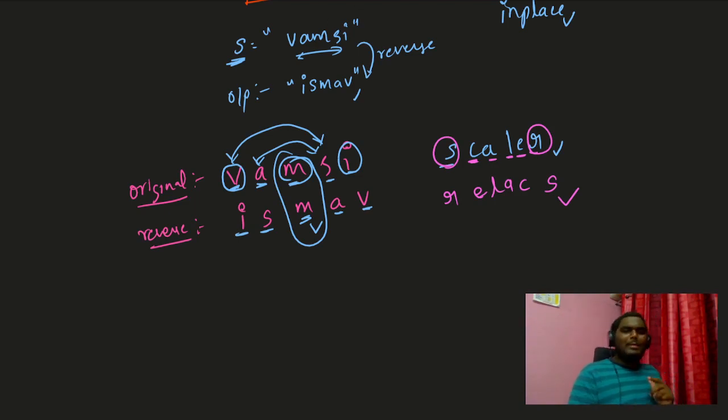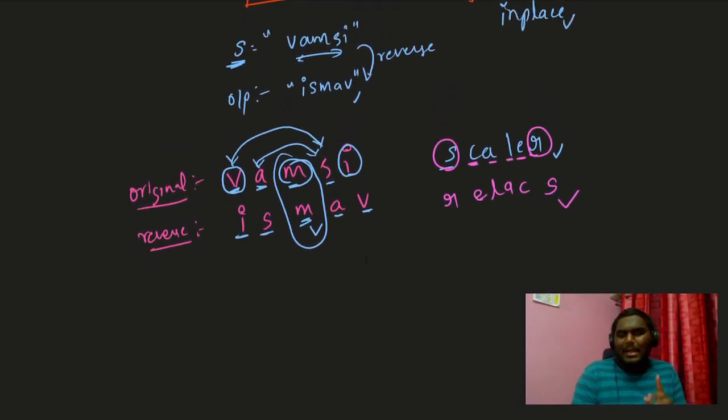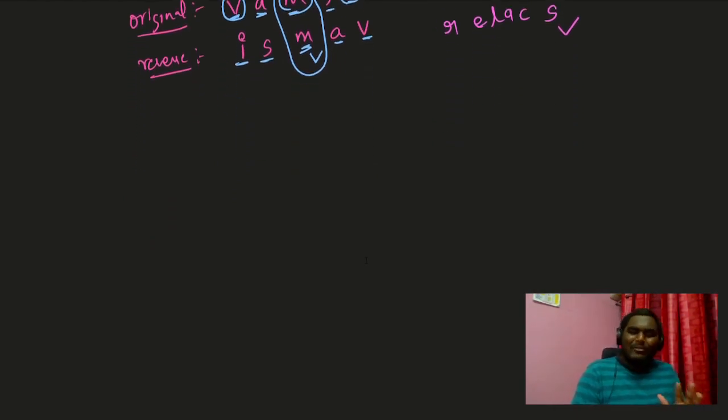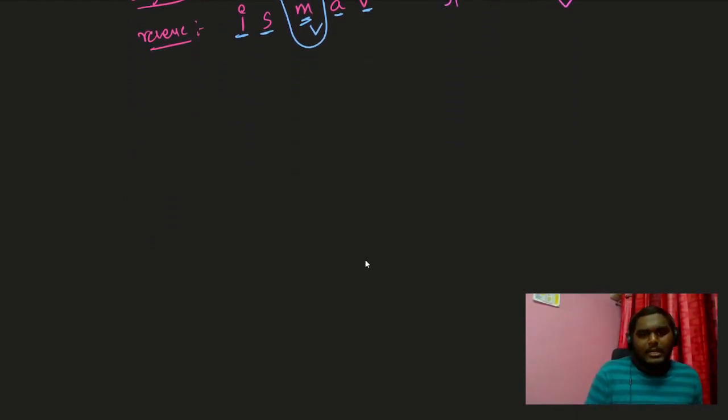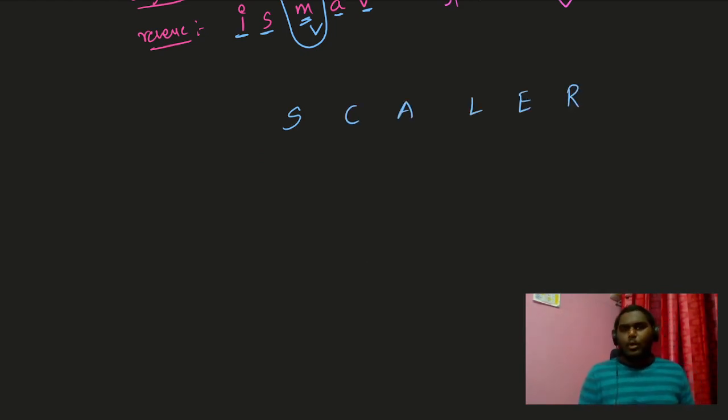So now again, please pause the video for a while and think about the solution. You might come up with one. If not, let's see. Let's say a scalar. We'll take two pointers. The first is at the beginning, let's say start, and the other is at the end, let's say end.